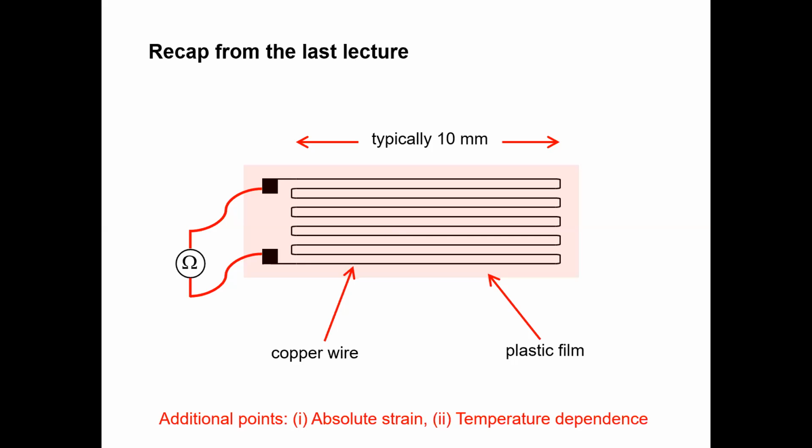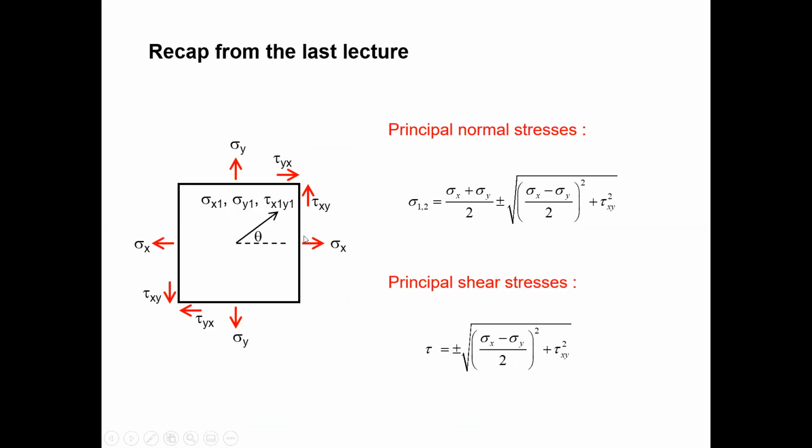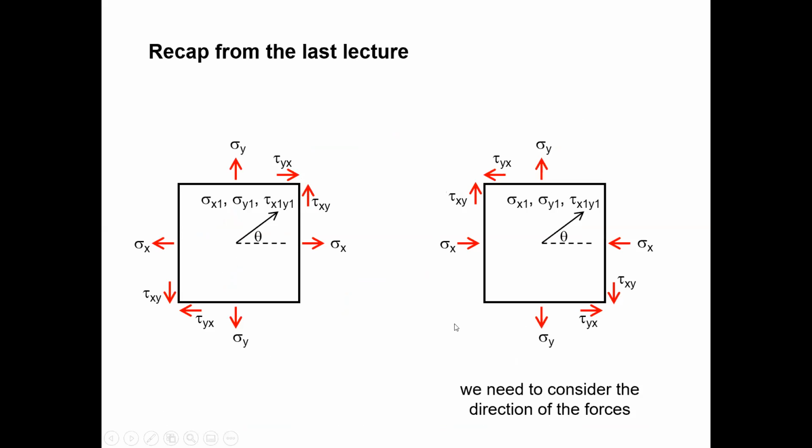And so we derived some of the equations for the inclined plane stresses. And then we can find the principal normal stress equation and principal shear stress equation. So we derived these two equations, and then we can find the stress, normal stress and shear stress at any angle, like this.